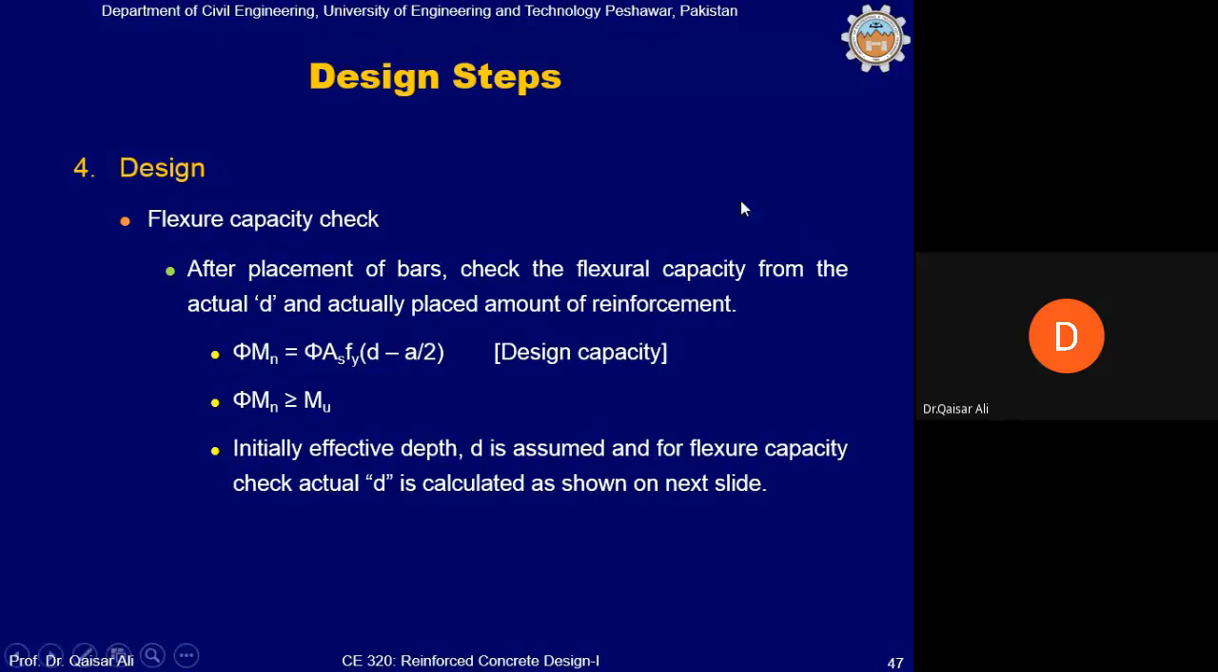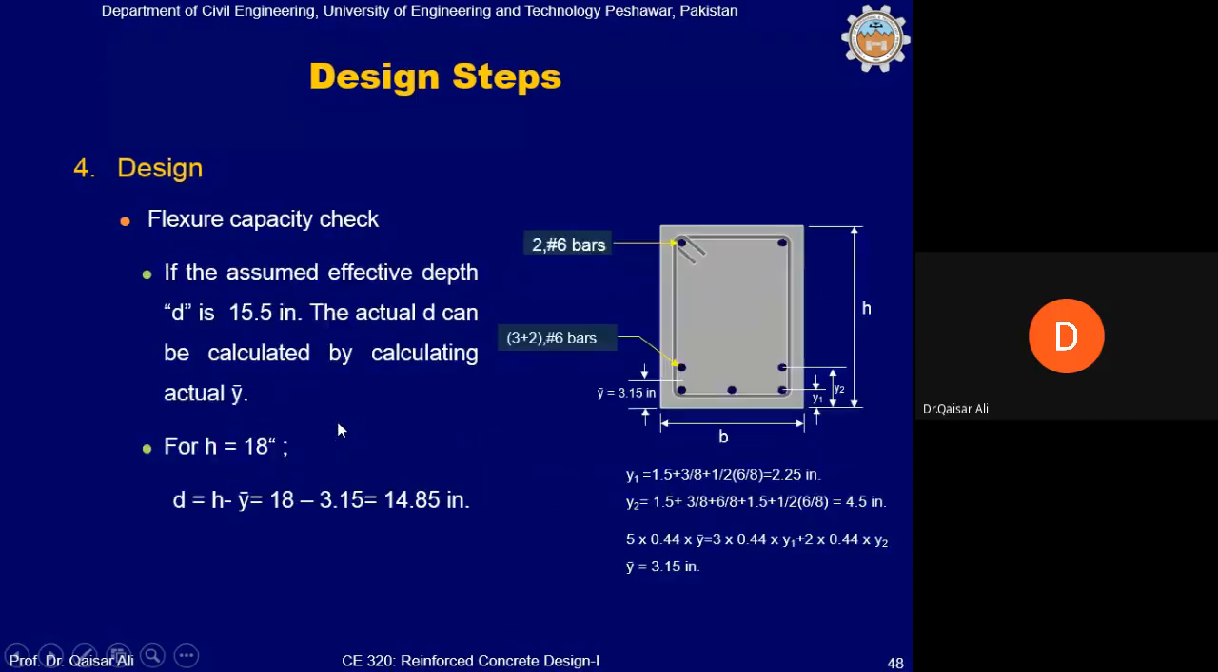You will see this. The phi Mn is equal to phi As fy (d minus a/2). This As will now be the actual As that we have calculated. Effective depth can be calculated now from the actual area of steel. Small a can also be calculated from the actual As, and then this phi Mn will be calculated, and phi Mn must be greater than or equal to Mu at this final stage. We will do this like this.